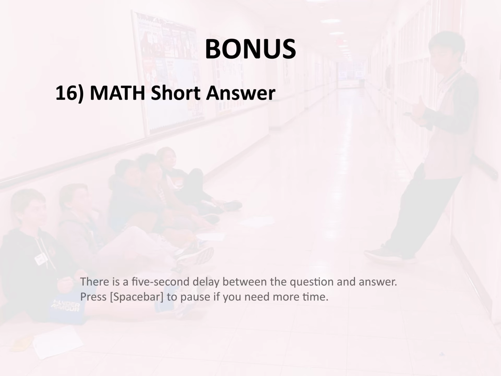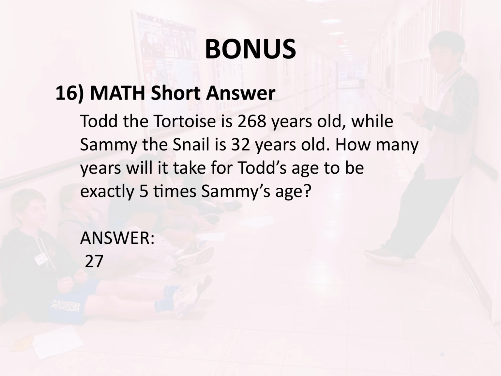Bonus 16. Math. Short answer. Todd the tortoise is 268 years old, while Sammy the snail is 32 years old. How many years will it take for Todd's age to be exactly 5 times Sammy's age? Answer, 27.